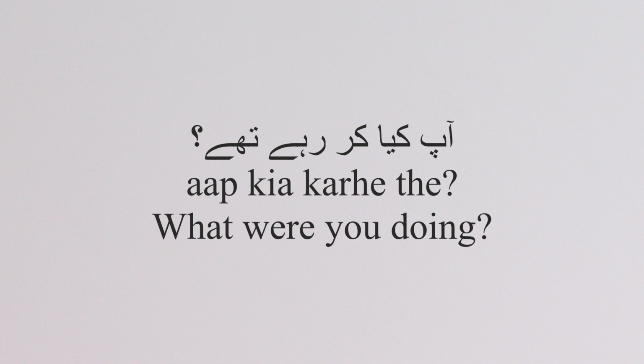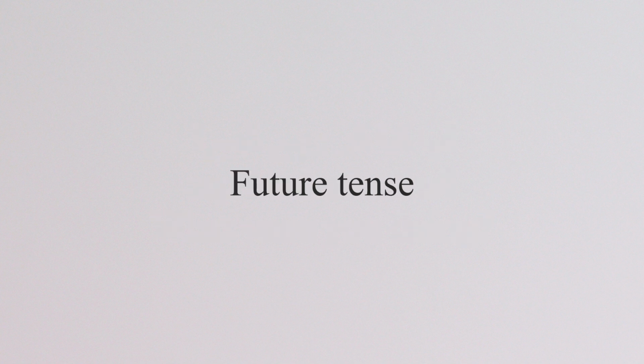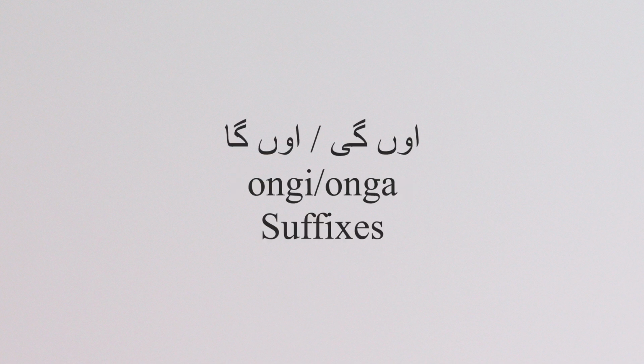We're going to go to future simple tense. For the future tense, the suffixes are ongi and onga for I. In the future tense, there's no hu or thi or tha or hai. All of these are used in either the present or the past habitual. In the future tense, the suffixes are ongi and onga, but they change according to the subject. The ongi and the onga suffix are only for मैं.